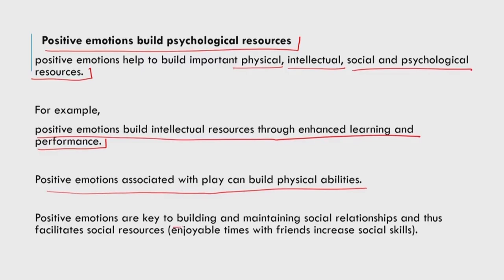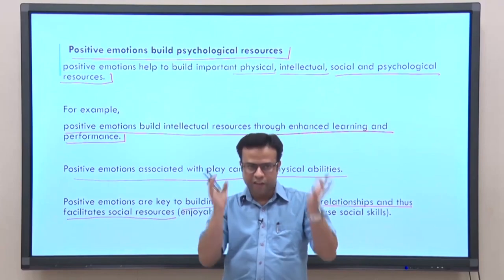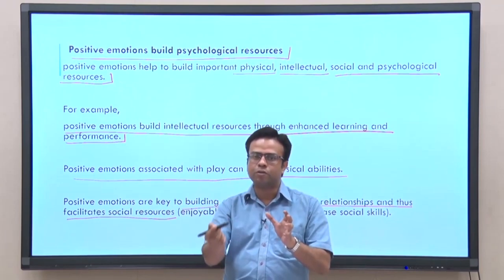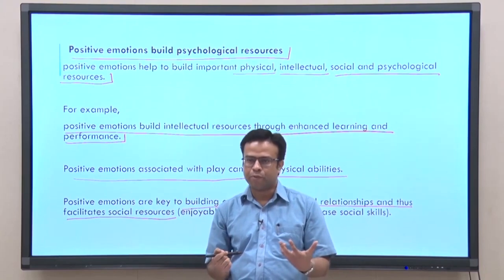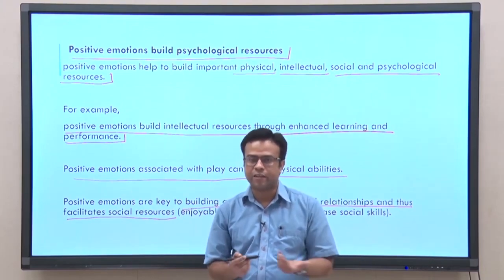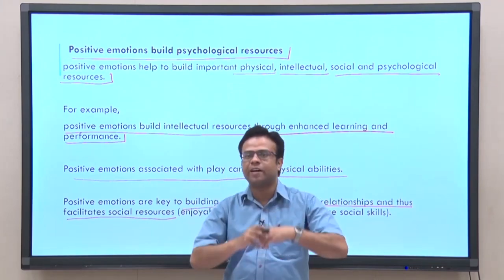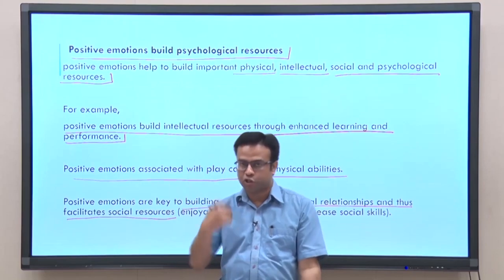Positive emotions are also key in building and maintaining social relationships and facilitating social resources, in terms of building connection with people. Generally, when we are feeling good, we want to connect with people, share and express it, and other people also feel good connecting with us when we are joyful and happy. People generally don't like to be associated with somebody who is constantly depressed. So when you are happy, other people are also likely to be associated with you, and you yourself are likely to connect with other people. In that sense, it also facilitates building social resources.